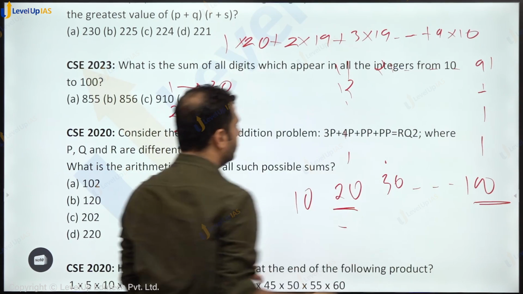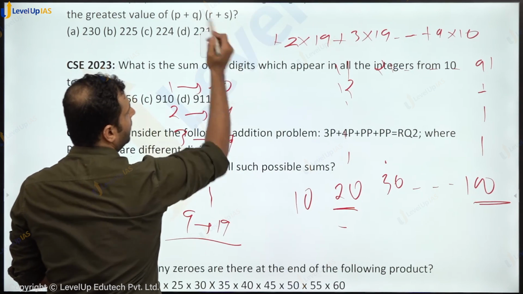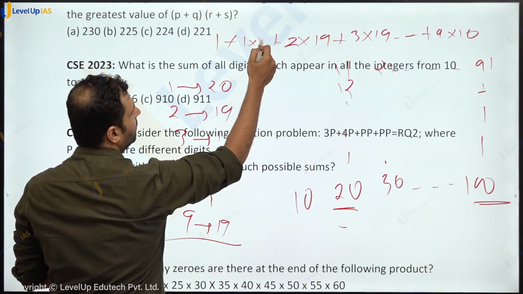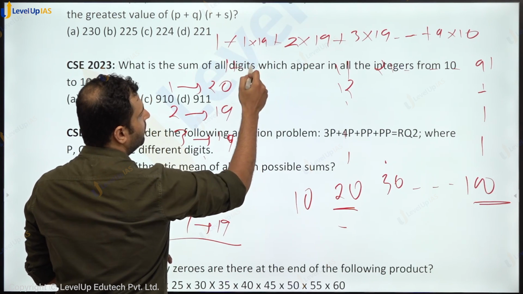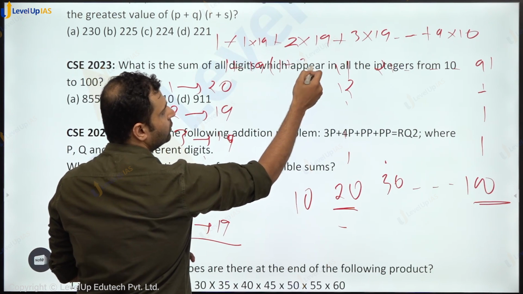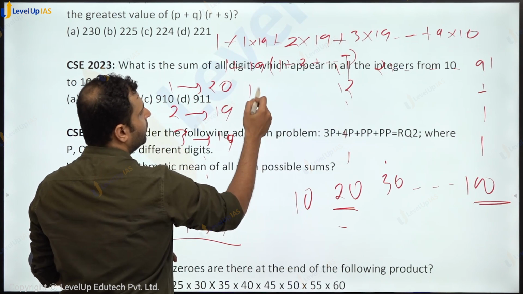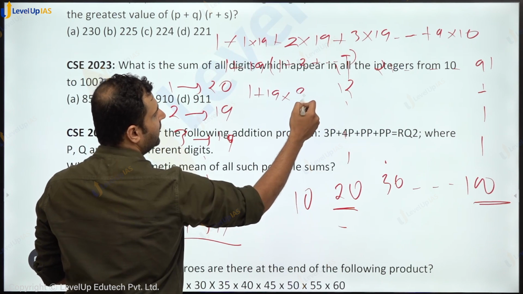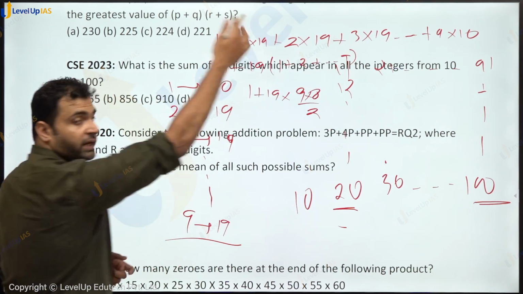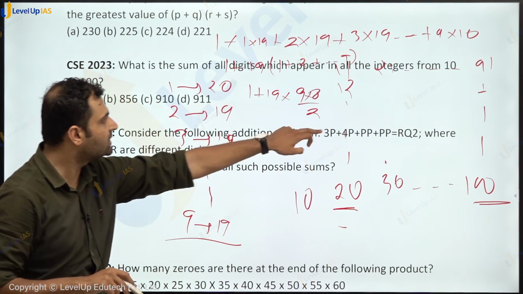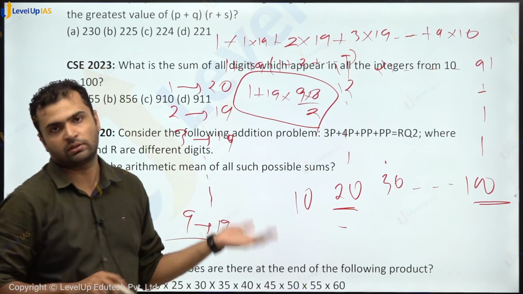You have to sum this. Take the 1 separately, plus 1 into 19, and 19 you can take common. 19 into 1 plus 2 plus up to 9. So 1 plus 19 into, this is what, 9 into 8 by 2. Again n into n plus 1 by 2. And this is simply solvable, and you will get the answer.